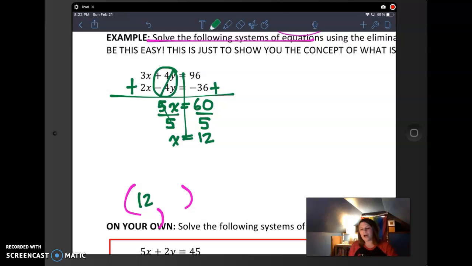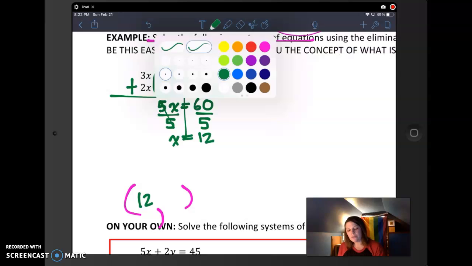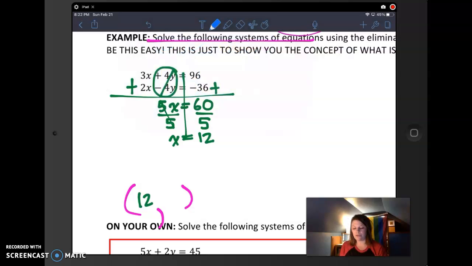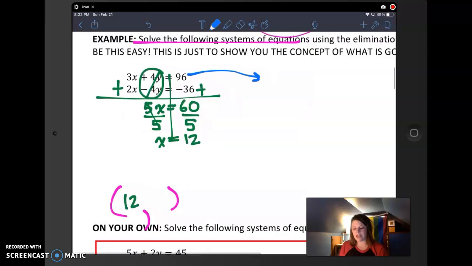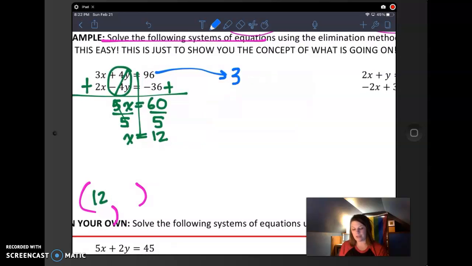Now, to solve y, I feel like this one is a little more complicated than it was for the substitution unit, but really it's not too much more complicated. So 3x plus 4y, just like in the substitution unit, I always pick the top equation. So I'm going to take that top equation and rewrite it.